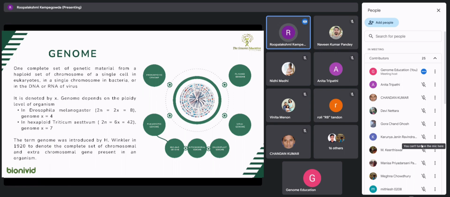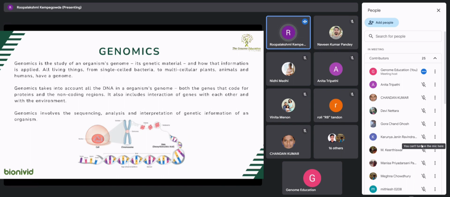If you can see here in the example, given in Drosophila, this X is 2X. X indicates your ploidy level. N indicates the haploid level. So genome X of a Drosophila is 4. The term genome was introduced by Winkler in 1920 and denoted the complete set of chromosomal and extra-chromosomal genes present in an organism.